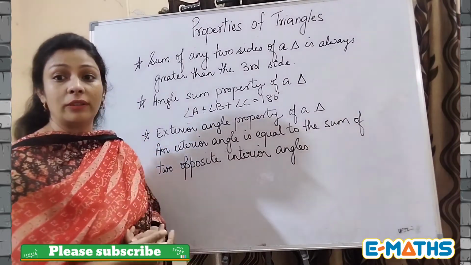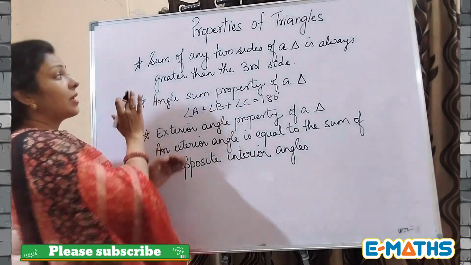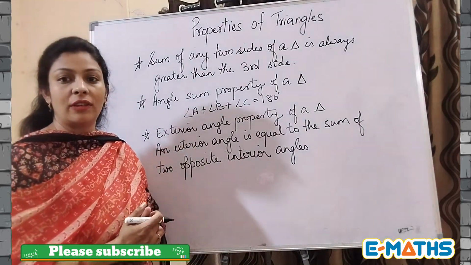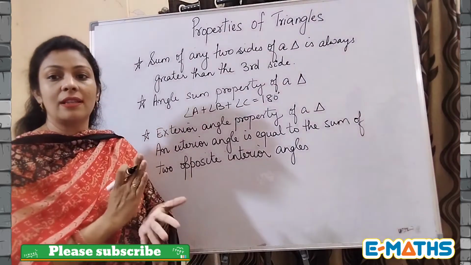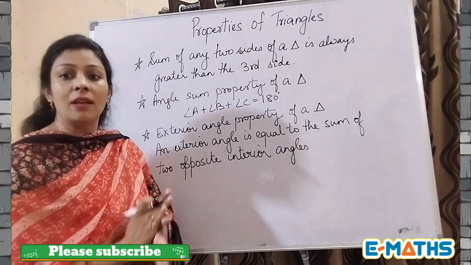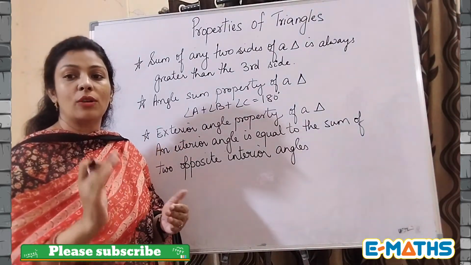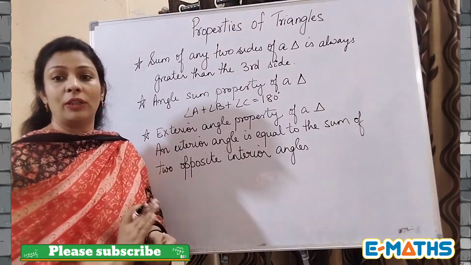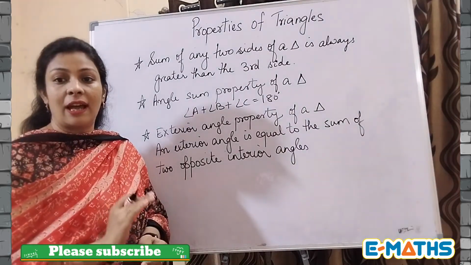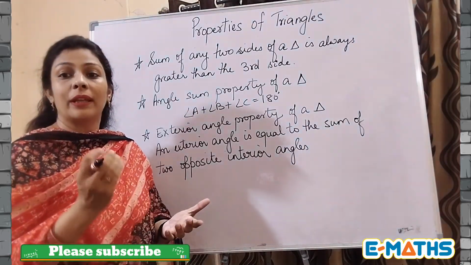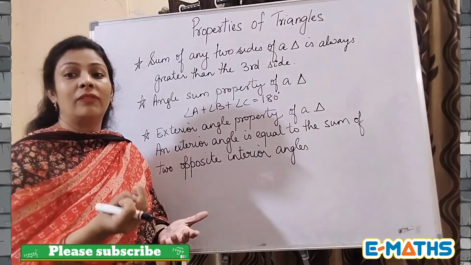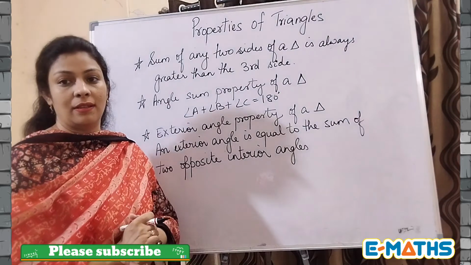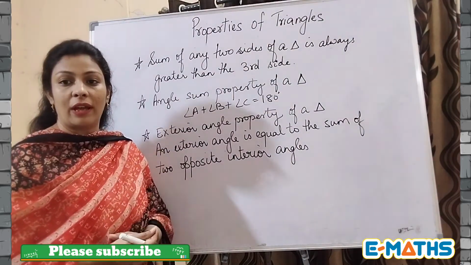So let's sum up all the three properties. The first one is that the sum of any two sides of a triangle is always greater than the third side of the triangle. The second one is the angle sum property of a triangle. It means the sum of all three angles is always equal to 180 degrees. The third one is the exterior angle property of a triangle, which states that if in a triangle an exterior angle is there, then it will always be equal to the sum of the two opposite interior angles. So these are the three properties of a triangle.